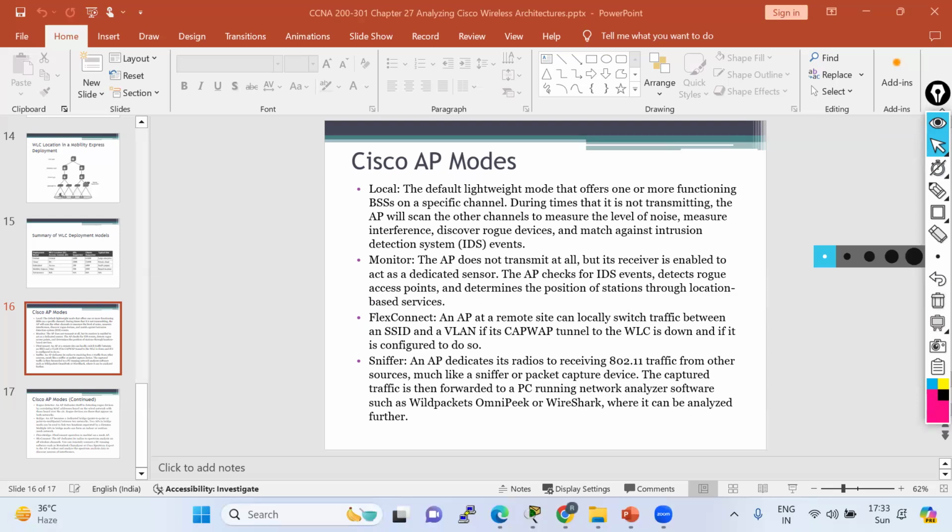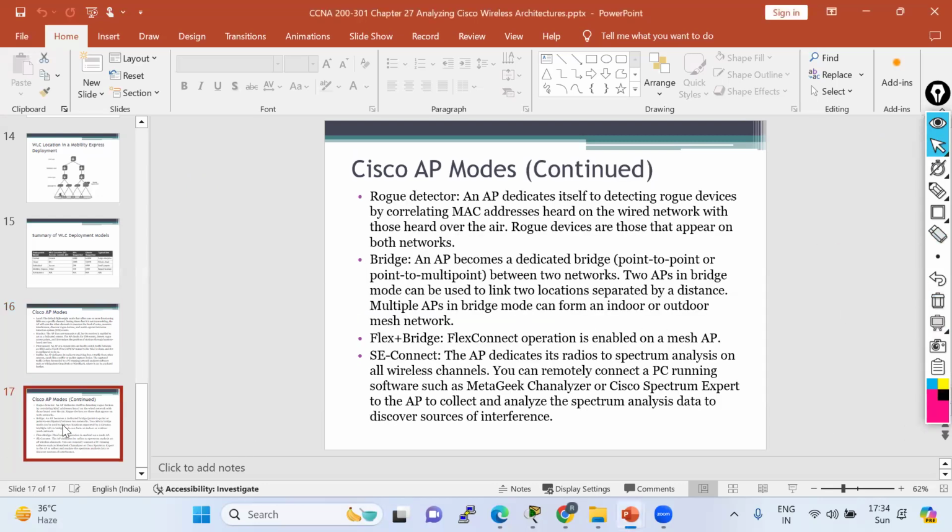Now you have the sniffer mode. In sniffer mode, you just have to do the packet capture. The AP detects its radio receiving the 802.11 radio traffic from the other source, much like a sniffer packet capture device. The captured traffic is then forwarded to a PC running any kind of packet analyzer, the most popular being Wireshark. So if you want to capture the packets and do the analysis, you can deploy the same AP as a sniffer. Means the AP is not going to radiate any kind of signal, it's just going to act as a packet capture. This is sniffer mode, right? So sniffer mode is also useful for some cases.